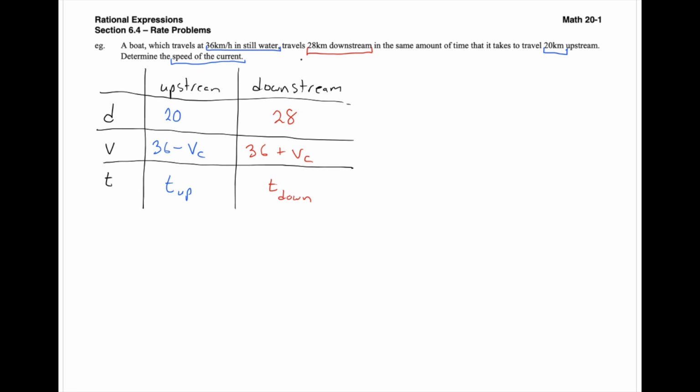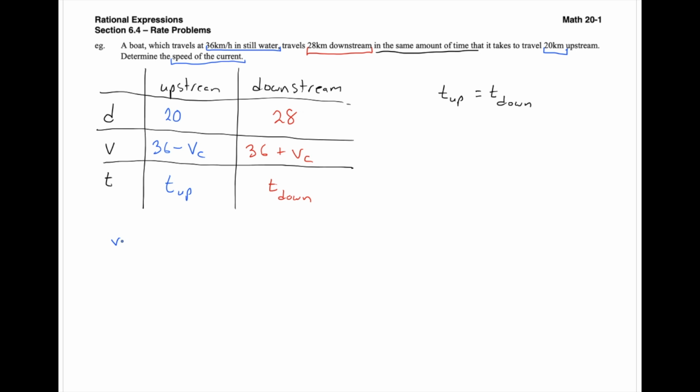Now we're told for this one that it's traveling that 28 kilometers downstream in the same amount of time that it took to travel that 20 kilometers upstream. And so what that means is that the time going upstream must be equal to the time going downstream. So what I'm going to do is relate each of those times to the distance and the velocities that I have, and then I can set up an equation that has the velocity of the current as my unknown.